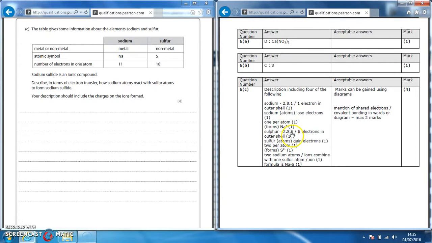The same thing can go for the sulfur. So it's got 2, 8, 6. It's not going to lose any. It's got a space for 2, so it's actually going to gain electrons. That's 1 mark. And you can say it's 2 electrons per atom because it wants to get to 8. So 6, 7, 1 more, 8, another 1.